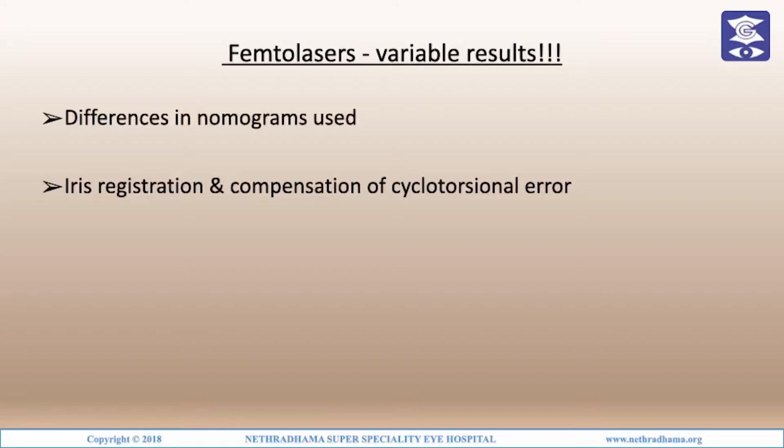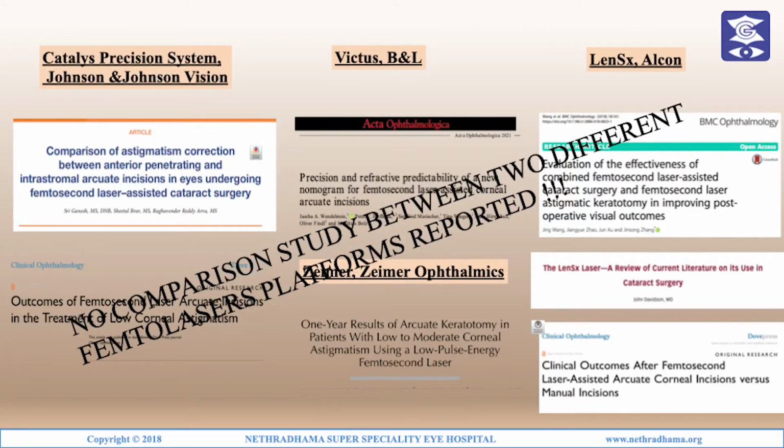However, all femto lasers are not the same, and they can have variable results due to differences in the nomograms used, and also whether the laser is able to do an iris registration and compensate for the cyclotorsional error or not. So various lasers have already been evaluated and the results have been published. However, to the best of our knowledge, there is no comparison study that compares different femto laser platforms in terms of the safety and efficacy of Arcuate keratotomy reported so far.